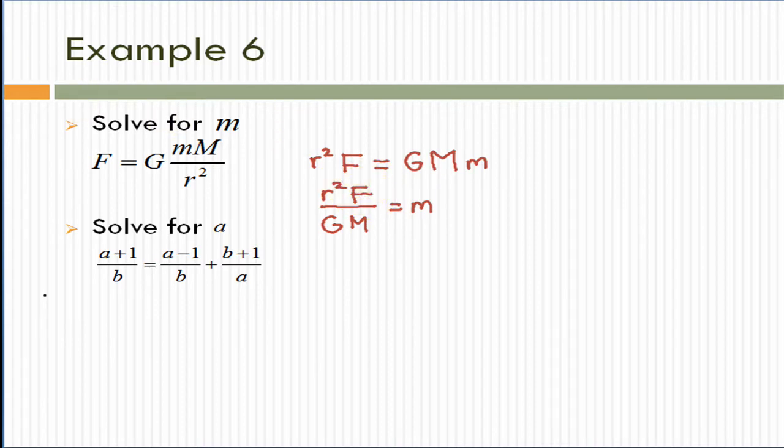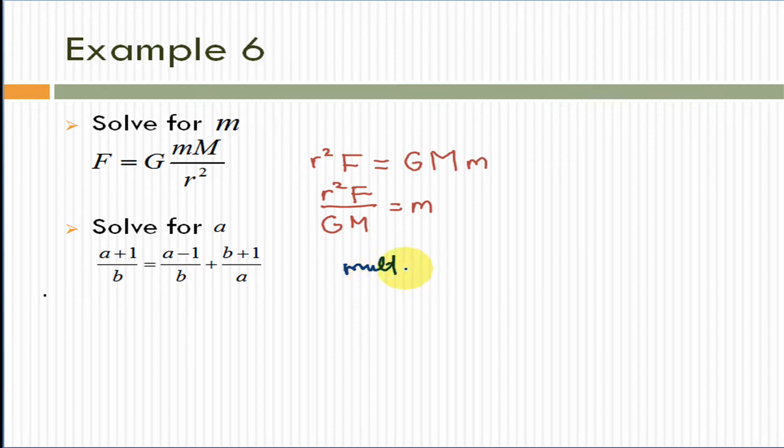Okay, let us continue. Solve for little a. Again, here we are dealing with an equation involving fractions. So to simplify this expression, we can multiply both sides of the equation by a common multiple of the denominators. And here the easiest common multiple will be a times b. So multiply both sides by ab.